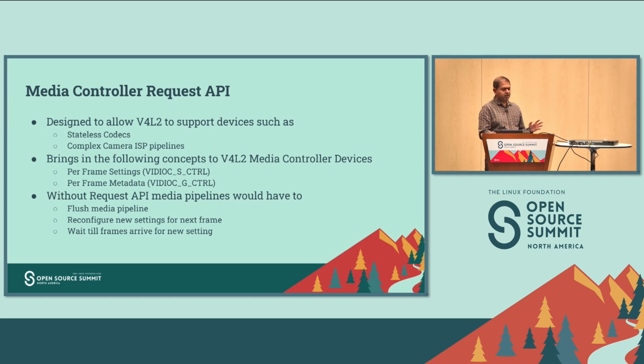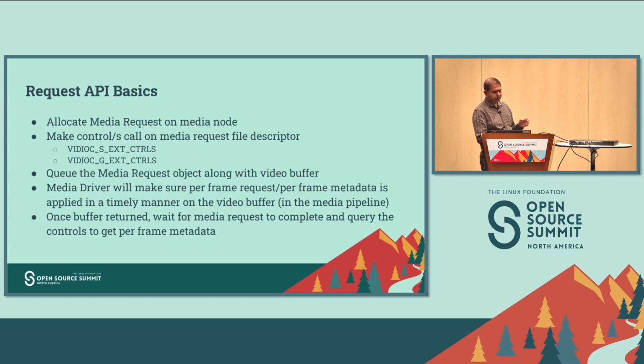Without request API, let's just say such an API didn't exist, what would you have to do? You would have to flush the media pipeline, because to be sure that your per frame setting is applied, you need to restart, right? That's the only way to be 100% sure. That leads to wastage, probably added latency, more time, increased power, all of those things, right? You'd then have to reconfigure the settings with the new frame, and wait till the frame arrives for the new setting. This is the only way to be 100% sure that you get per frame settings and receive per frame metadata. But that's what will change with the media controller request API.